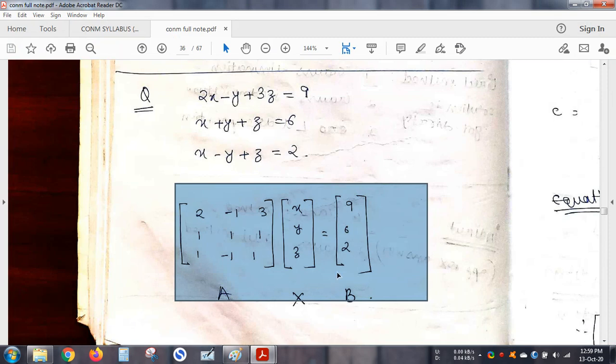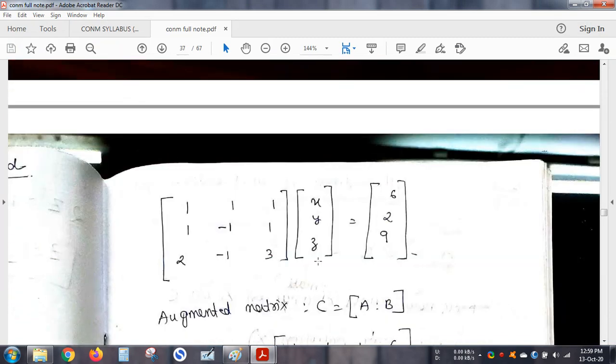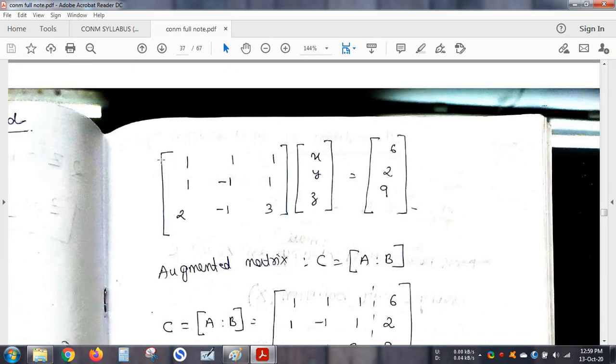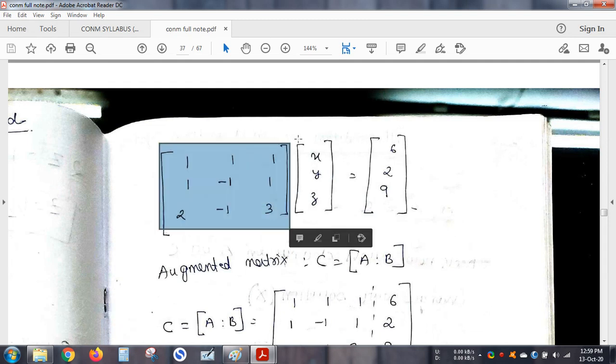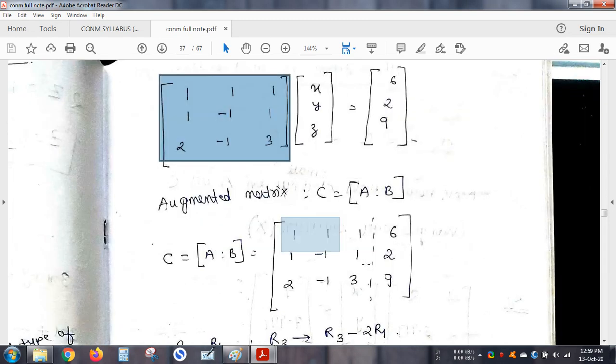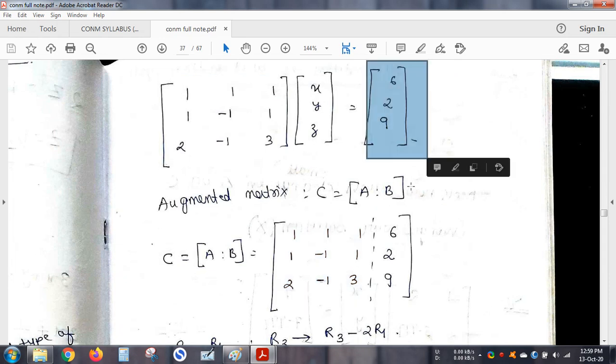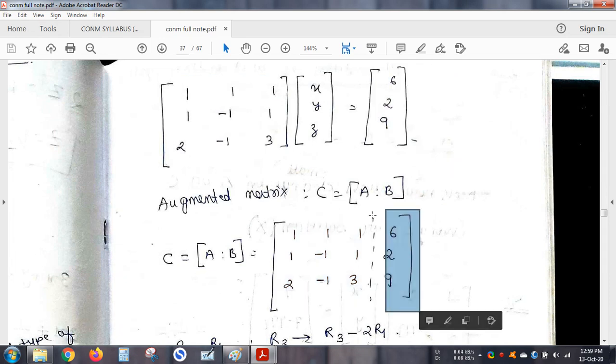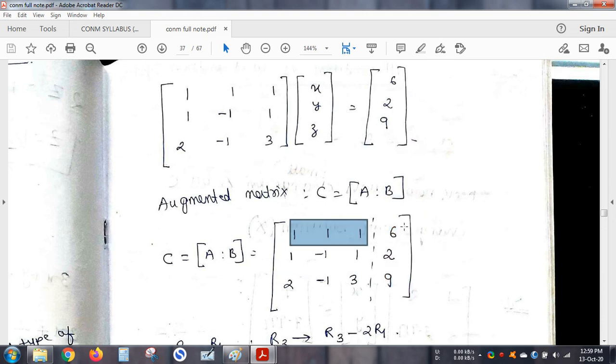Now first I need to make an augmented matrix. What is an augmented matrix? This is the matrix which I make from this A and B together. So I take this A and put it over here, and I take this B and put it over here, and I separate them with the help of a dash because I want to represent that these are two things, the left-hand side and the right-hand side.